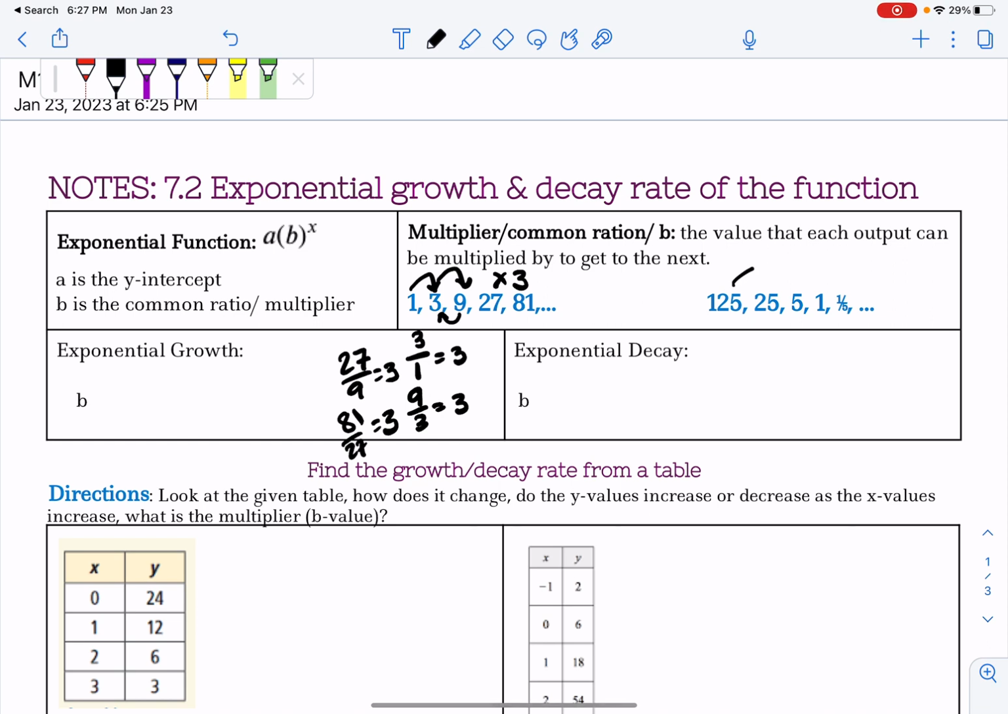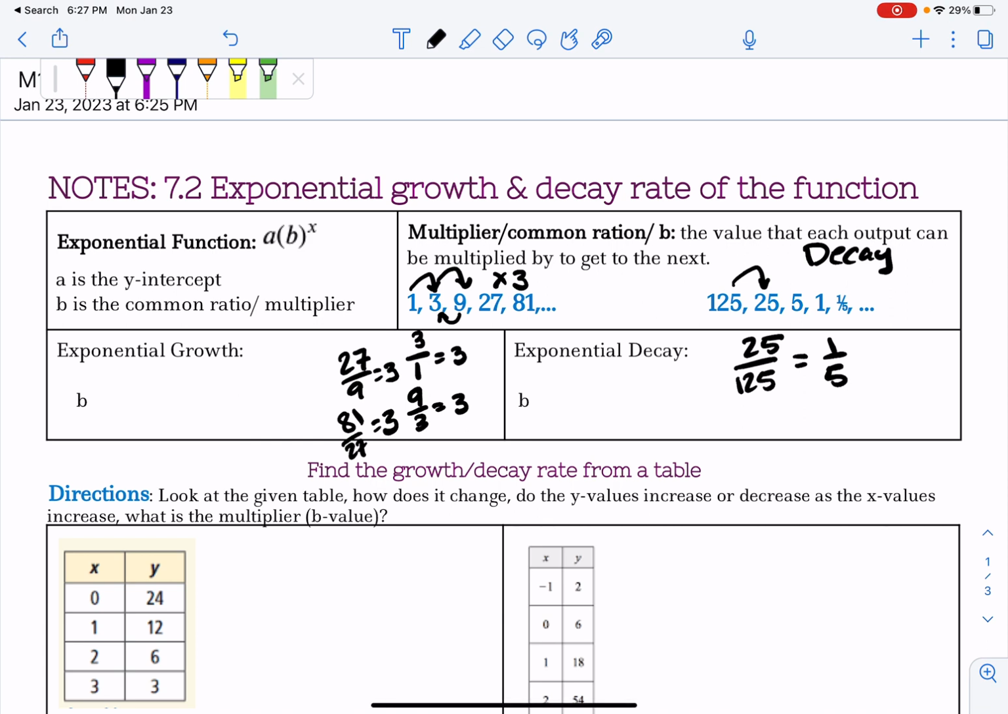Looking to the right, this one's a little less obvious maybe. What am I multiplying 125 by to make it 25? So we can use our previous strategy, 25 divided by 125. When we simplify, this simplifies to 1/5. This is getting smaller each time. Makes sense that our multiplier would be a fraction because this is decay. And decay is going to be a fraction.